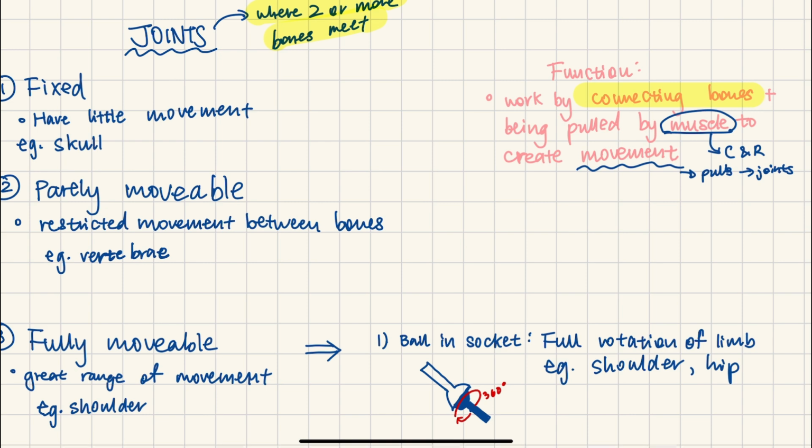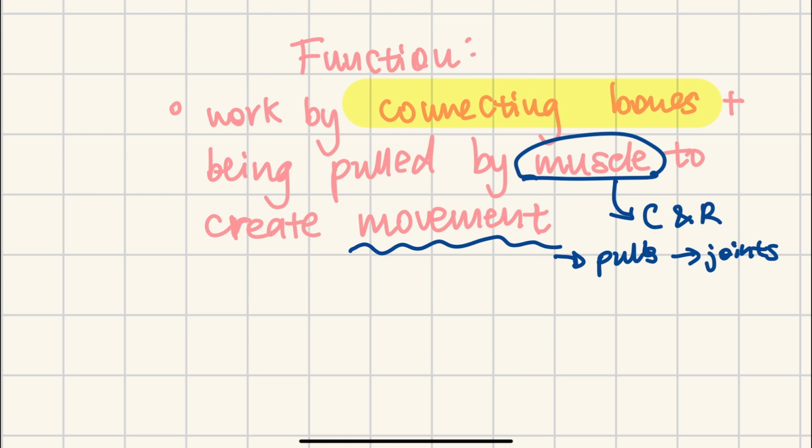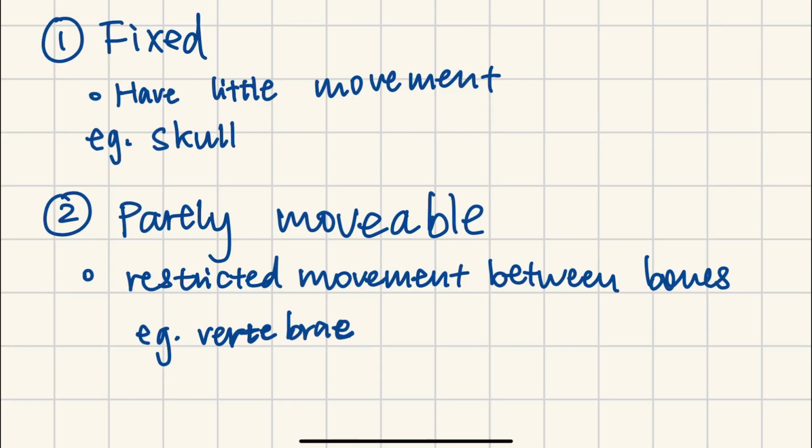The function of the joint is to connect bones and create movement by the muscles contracting and relaxing and therefore pulling onto the joint to generate movement. There are multiple types of joints. First, we have fixed, where there's little movement. An example is the skull. Next, in partly movable, there's restricted movement between bones. An example is the vertebrae.